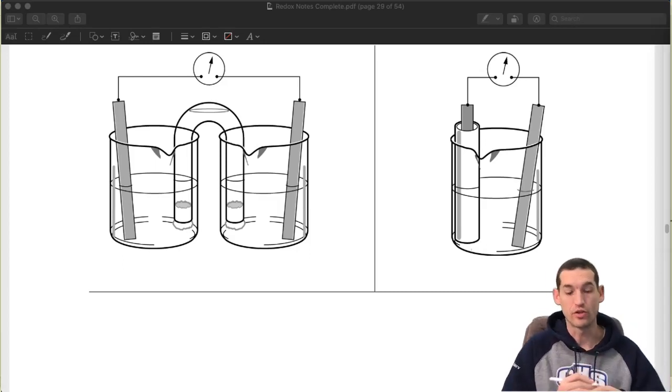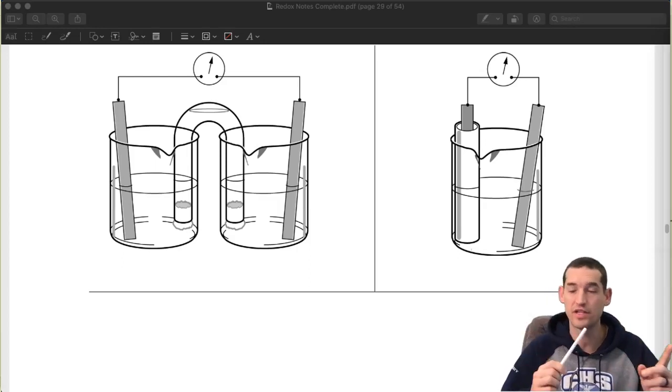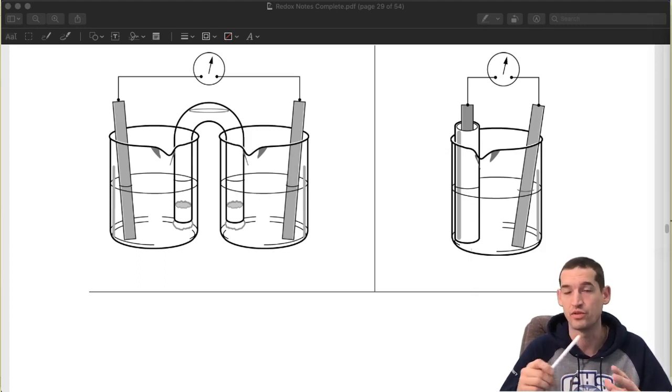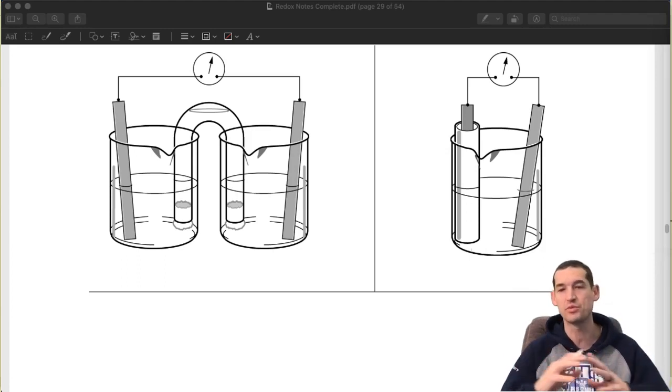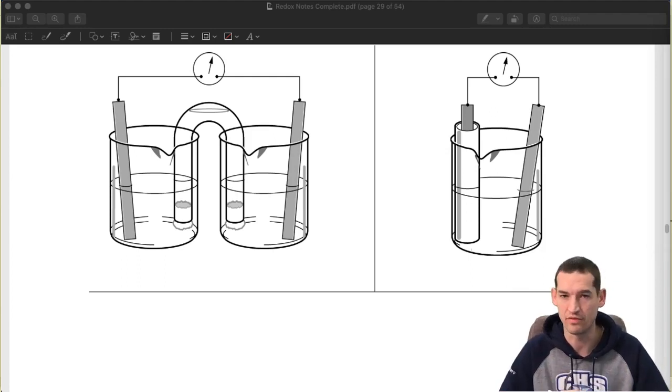All right, so here's your notes. We're going to have two different types of cells, or just different arrangements of cells, that we're going to look at. The one on the left is the one that has two different beakers and uses the salt bridge, or the U-tube, to connect the two beakers. The one on the right is called a porous cup method, and I'll show you how both work. The basic principles are exactly the same, just where things move changes slightly, but not very much.